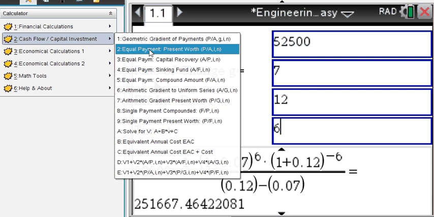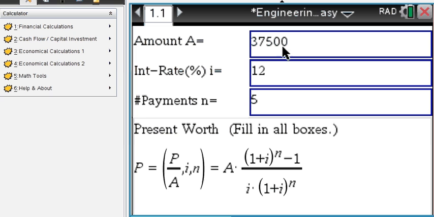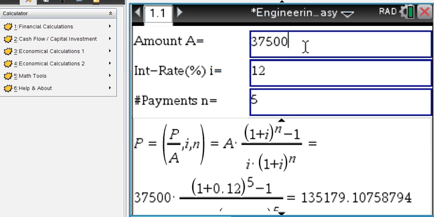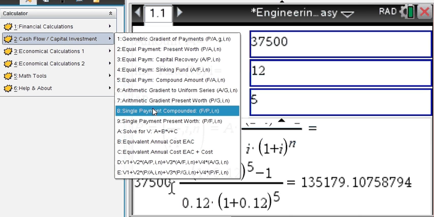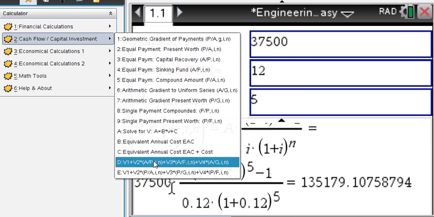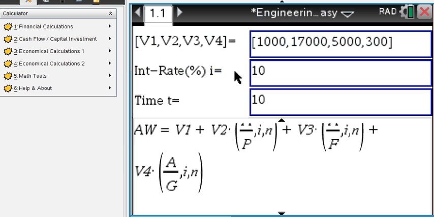Equal payment, present worth, same idea. Enter all boxes, plug in the numbers, see the formula right here, see how the values are plugged in, and see how you arrive at your final answer. That's really how it goes in this app. Very useful. Here you have a combination of the interest factors.